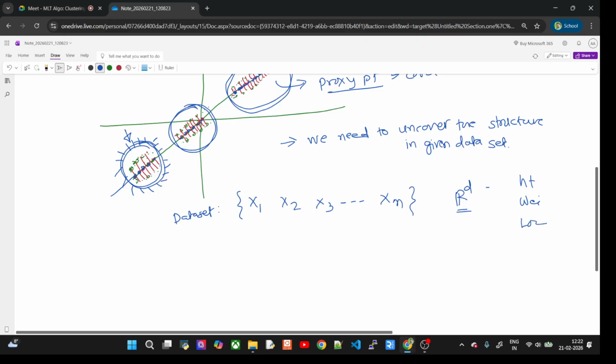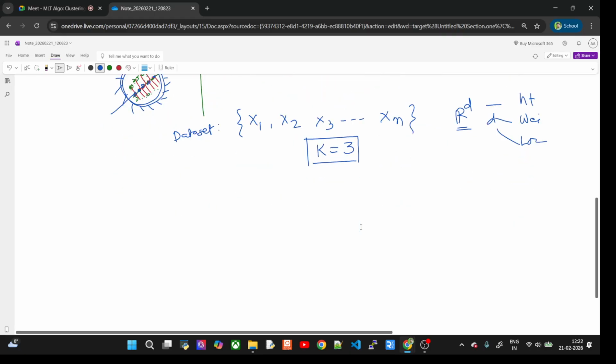Okay, these are d dimensions, like this. So this is the data set, and somebody asks you, can you create a group of the data set? Like you want to create groups of the data set. How do you want to group them? Then somebody mentions, okay, I will say k equal to 3, meaning I want 3 boxes, and you need to put all these data points into the 3 boxes.